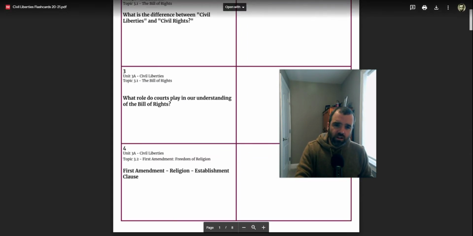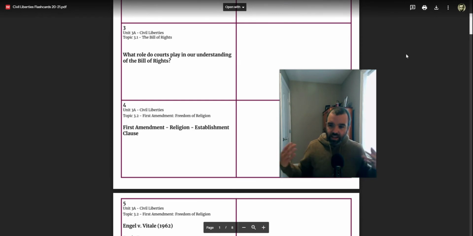Now, of course, flashcard 3 is again a broad concept that we've explored in the past: the courts define what the Constitution means. They have the power of judicial review. Their job is to interpret the Constitution, and so the understanding of the Bill of Rights and what it means clearly evolves over time.